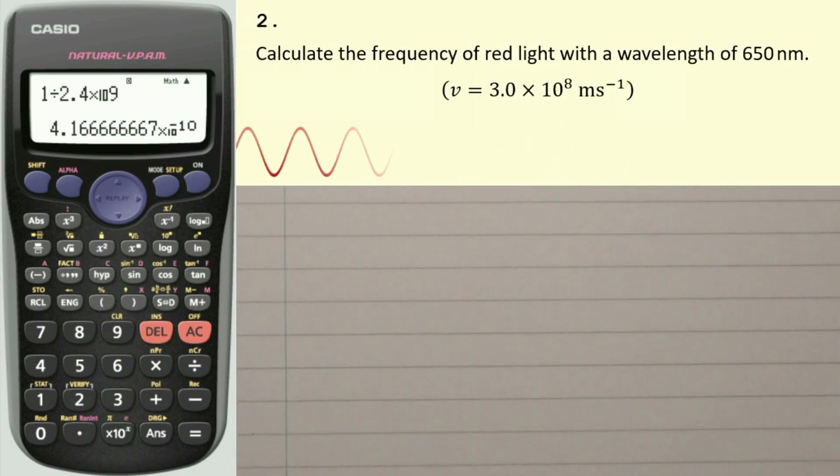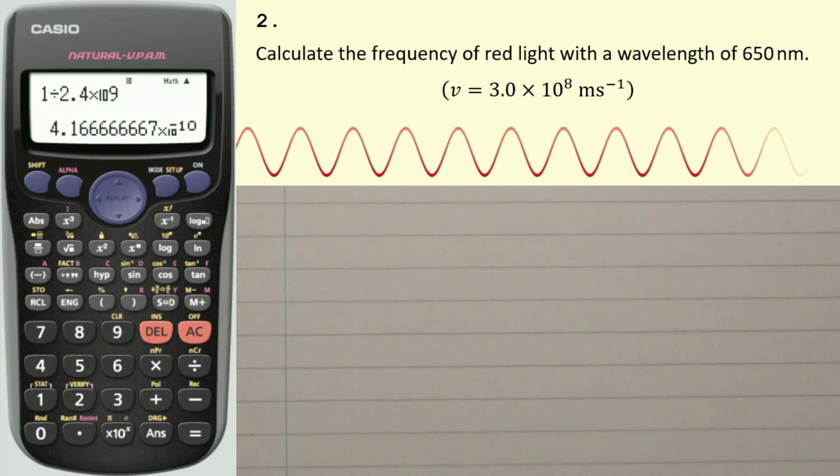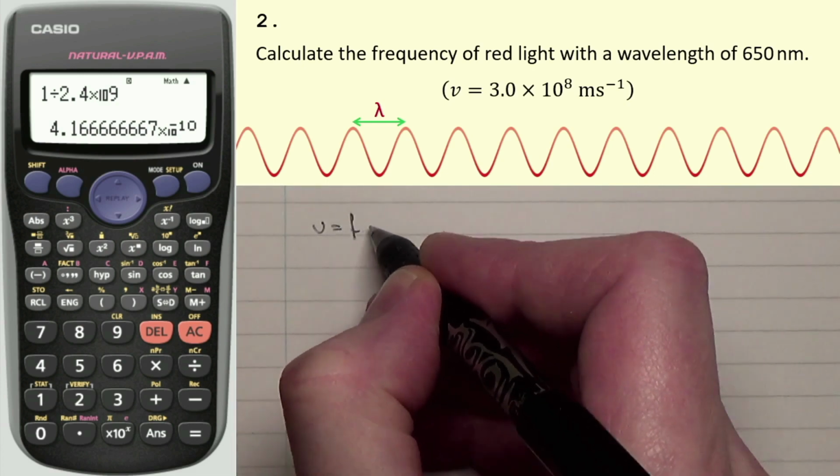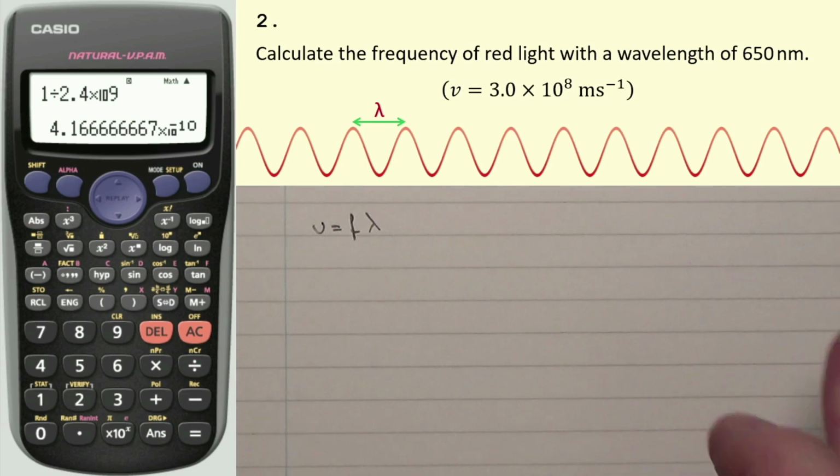Here's question number 2, says calculate the frequency of red light with a wavelength of 650 nanometers. Now again, I'm going to tell you the equation, and it's V is equal to F times lambda, that's speed, is frequency times wavelength.